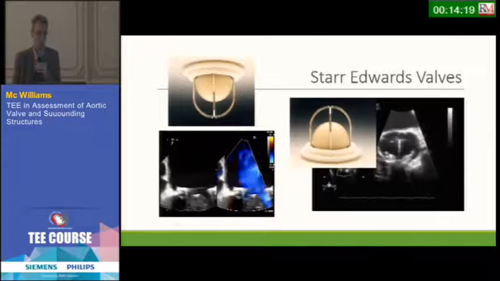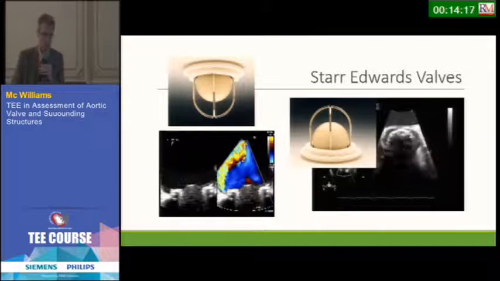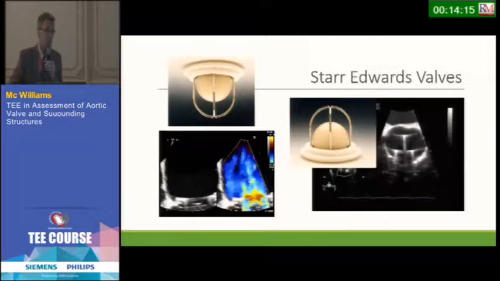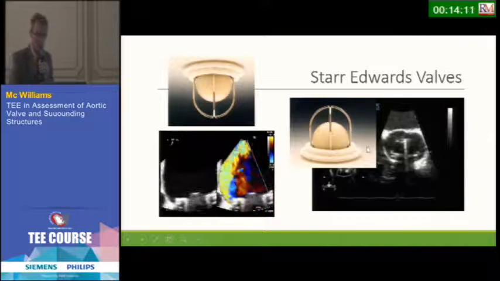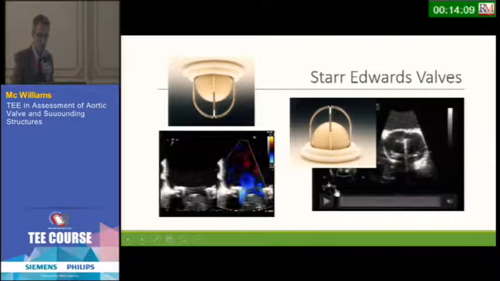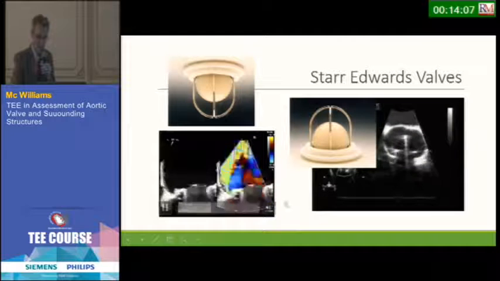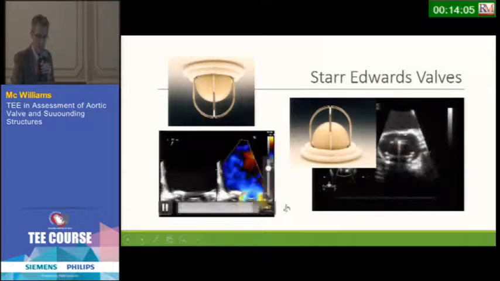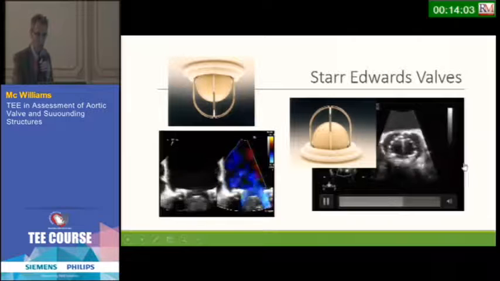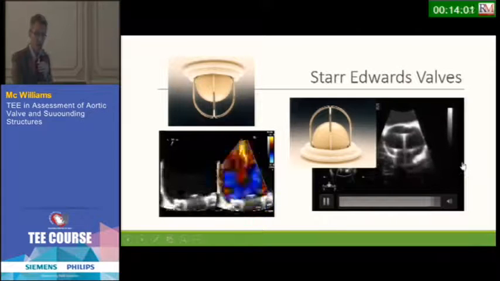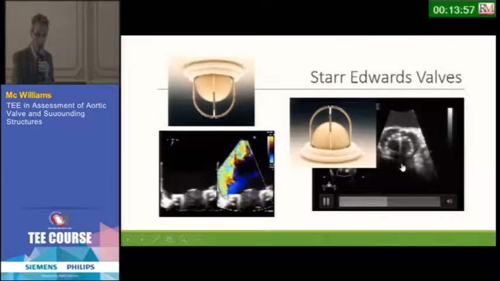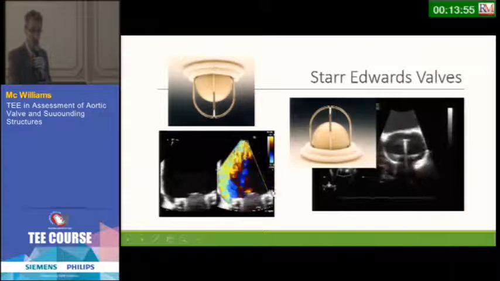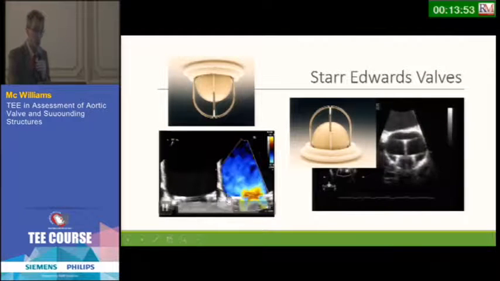What about Starr-Edwards valves? Starr-Edwards valves are a silastic ball within a cage. We don't see them that often now, but still we have a lot of patients with the Starr-Edwards valves. This is a patient with a double valve who presented with increasing breathlessness post-operatively. He had both aortic and mitral valves. This is the aortic valve, and the aortic valve appeared to be functioning well, but there is a problem with the mitral valve. What's one?